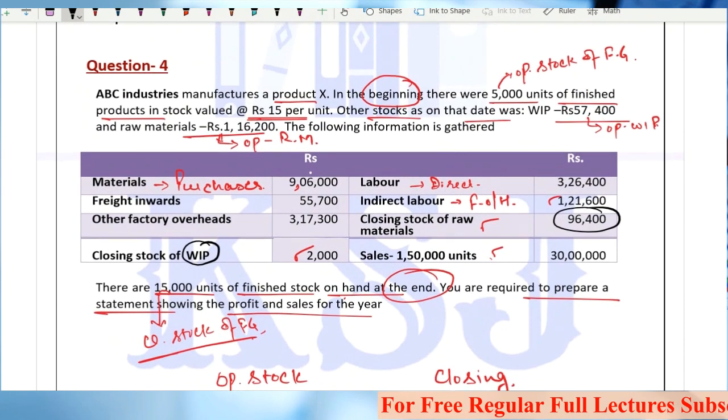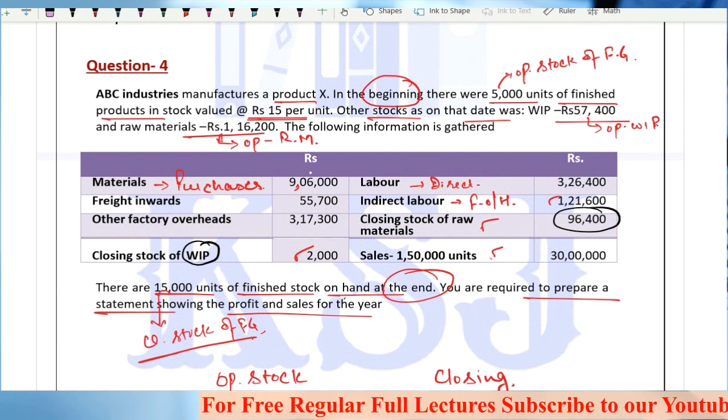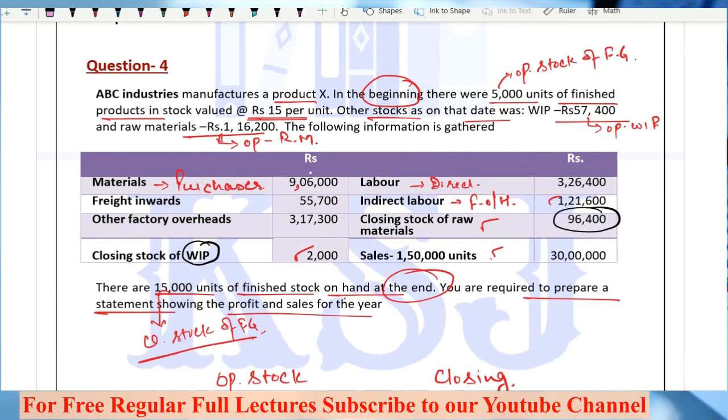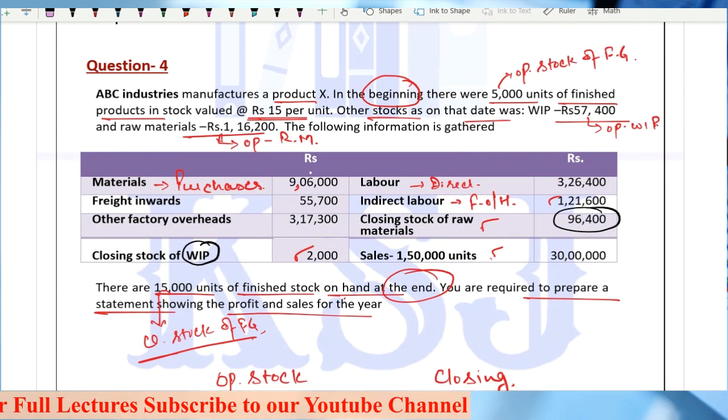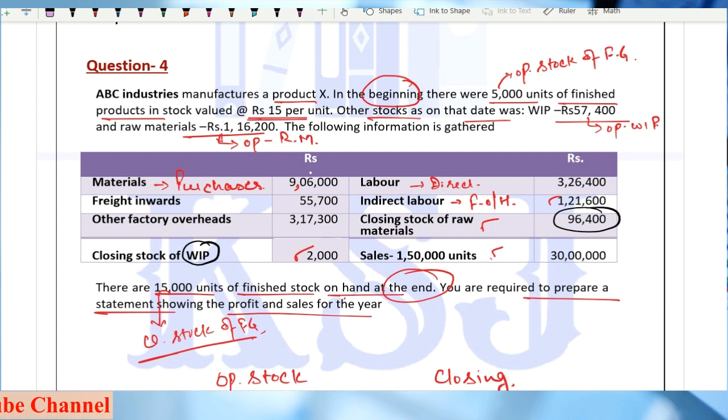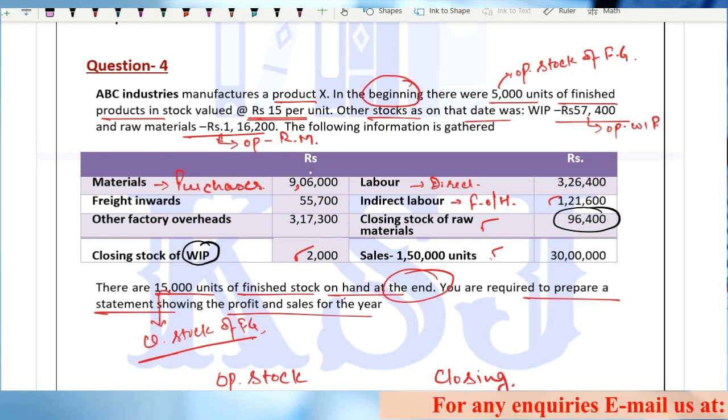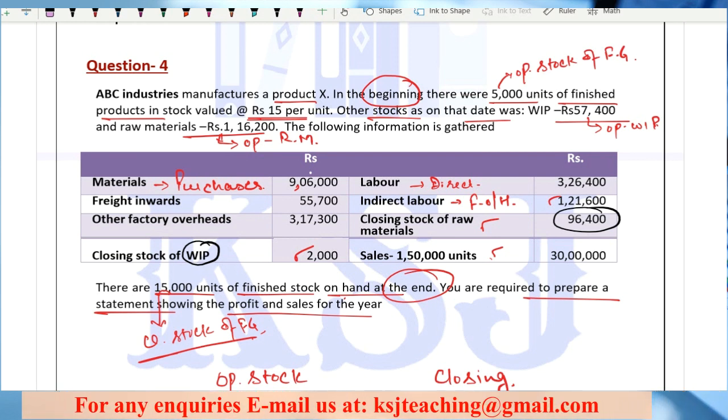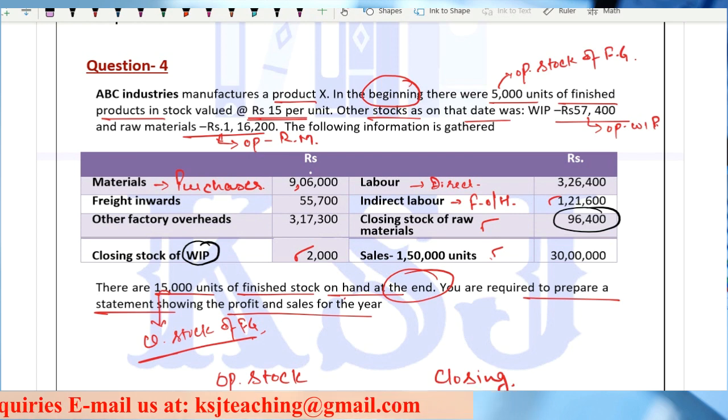Read the question carefully. Okay, I'll show you the complete question now. Just read the question carefully and tell me if you are able to find out somewhere in the question the closing stock of FG. Yes, sir. Where? Sir, 15,000 units. Now, what I am asking is the value of finished goods, not the units of finished goods. Tell me where is the value? Sir, it is not there.